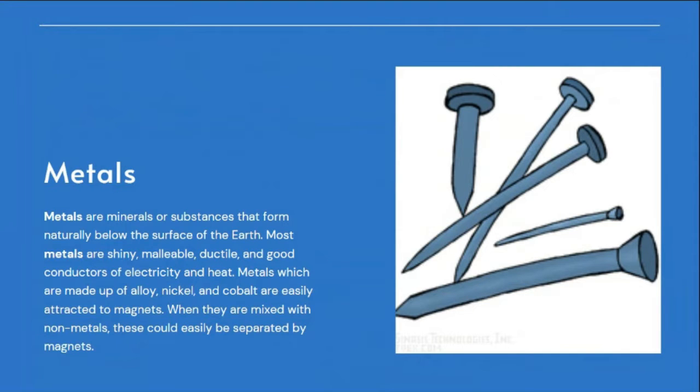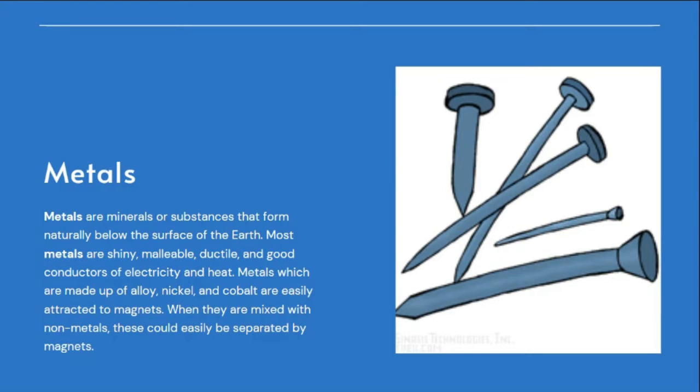Bago tayo mag-start, para maintindihan nyo ng mabuti kung paano nga ba nasa-separate yung mga mixtures using a magnet, we can describe or define yung mga terms and concepts na pwede nyo ma-encounter mamaya. First one is yung metals. Metals are minerals or substances, basically objects that form naturally below the surface of the earth. So, mostly ng mga metals ay shiny, malleable, ductile, and good conductors of electricity and heat.